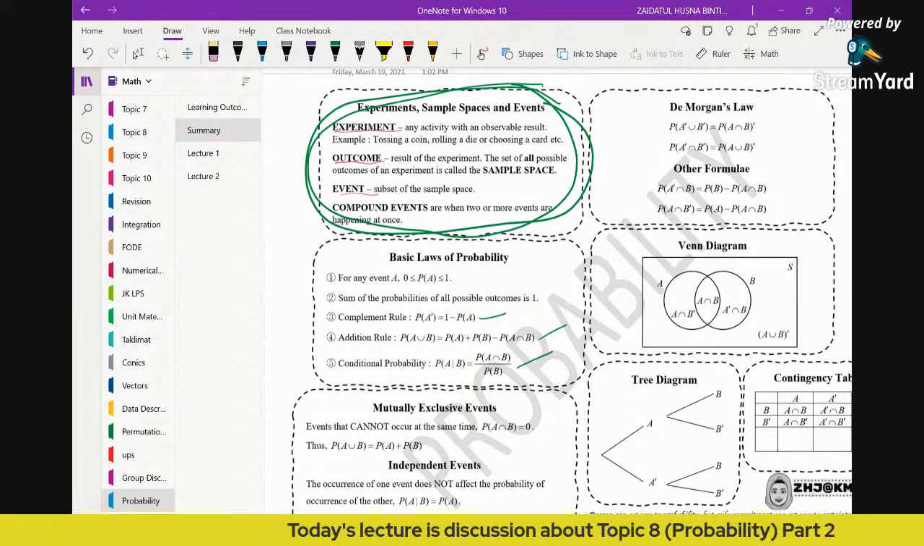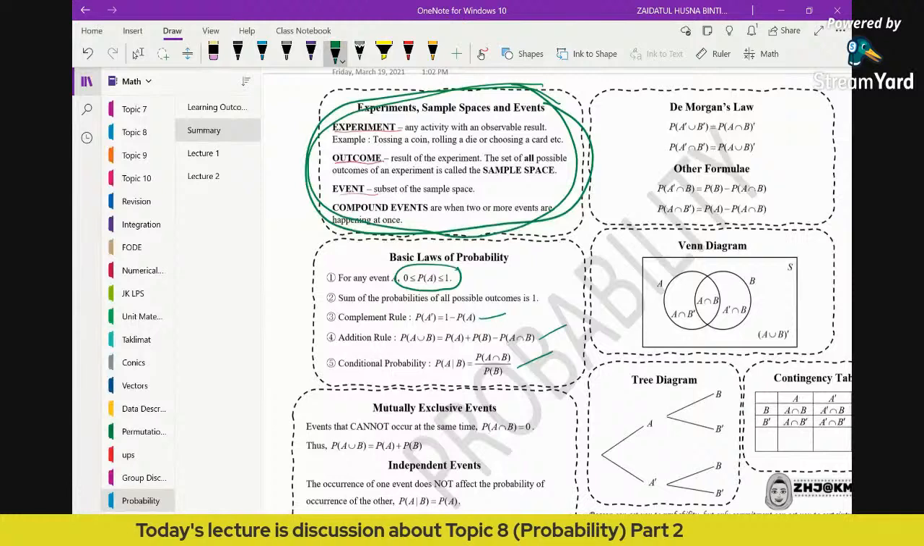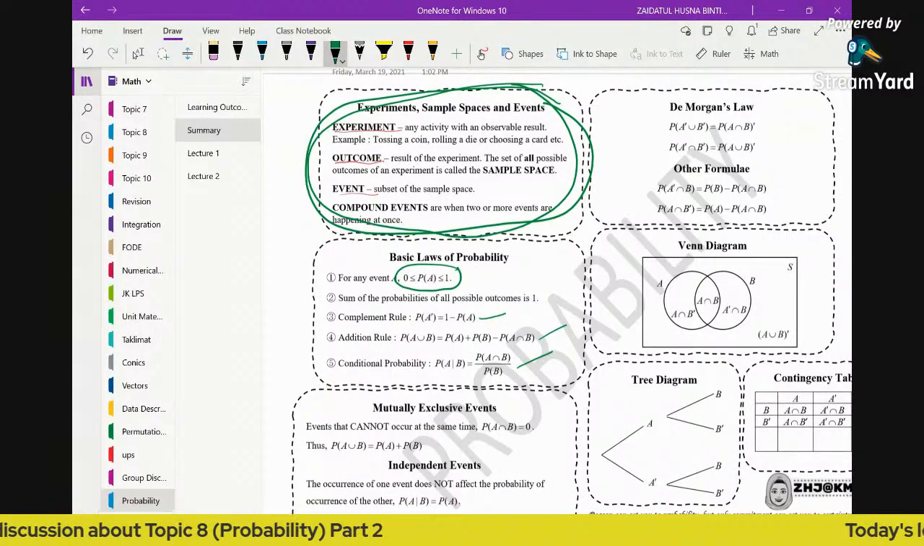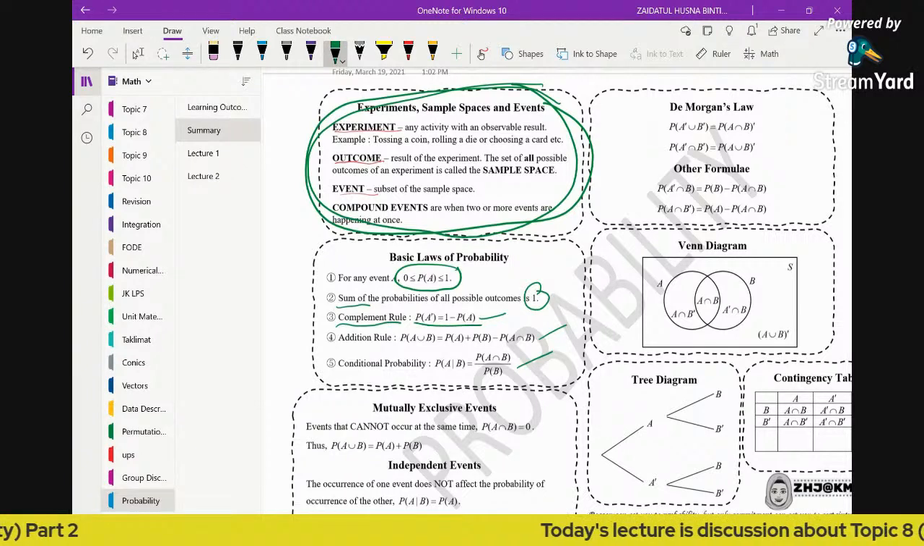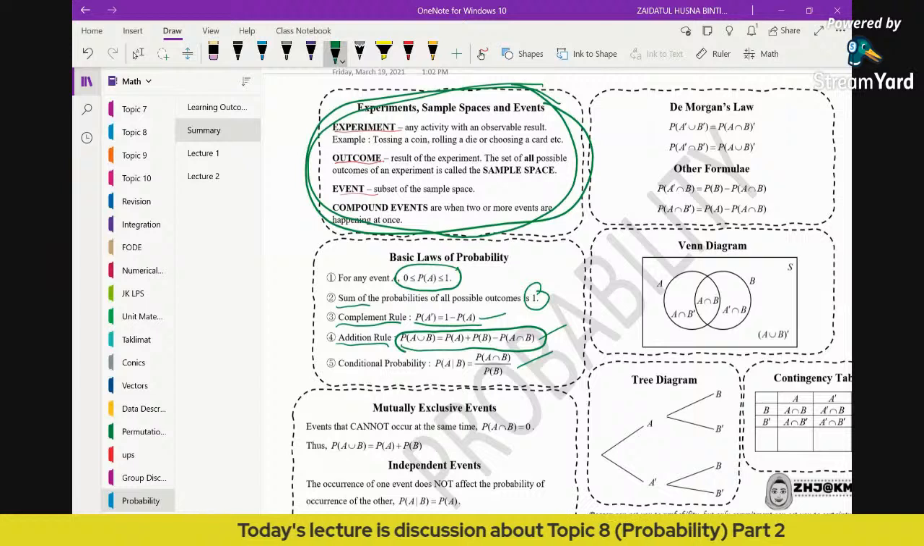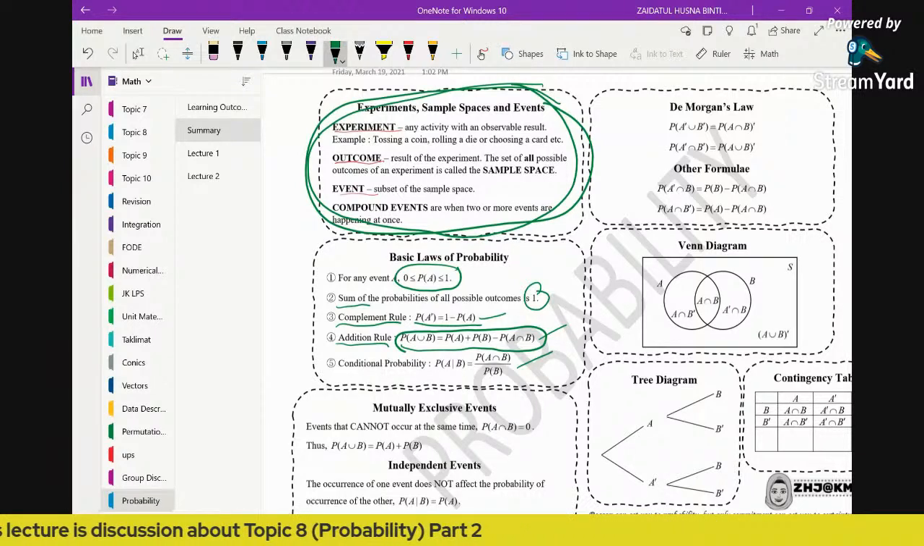Again, probabilities: the value must be between 0 and 1. You cannot have probability to be negative, or more than 1. And then the sum is 1, and then this is the complement rule. Then this is the addition rule. Make sure you know the name of the formula. And this is the conditional probability formula.